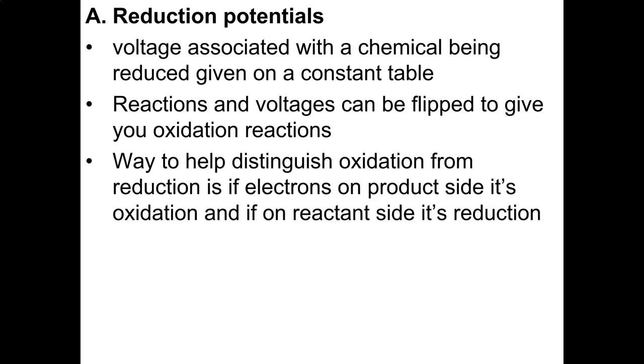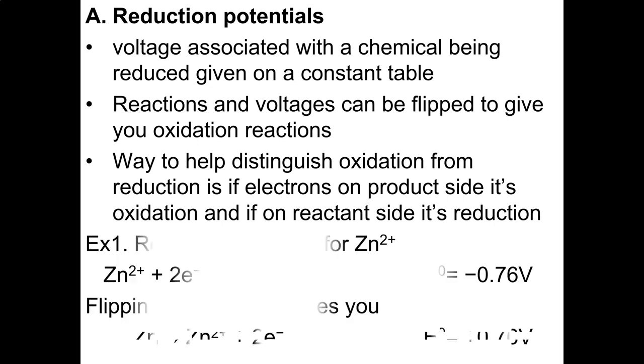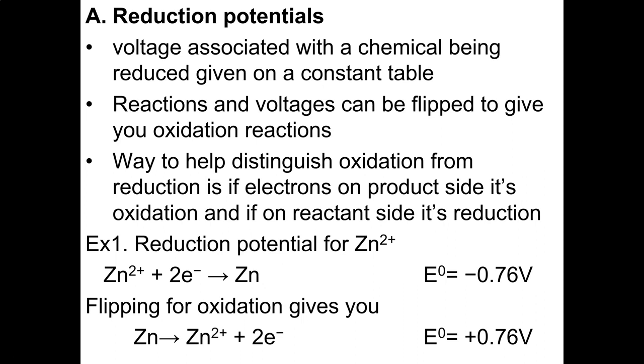Way to help distinguish oxidation from reduction is if electrons are on the product side, it's oxidation. If it's on the reactant side, it's reduction. That's what we talked about earlier, right? Oxidation, electrons on the product side, reduction on the reactant side. So here's an example.